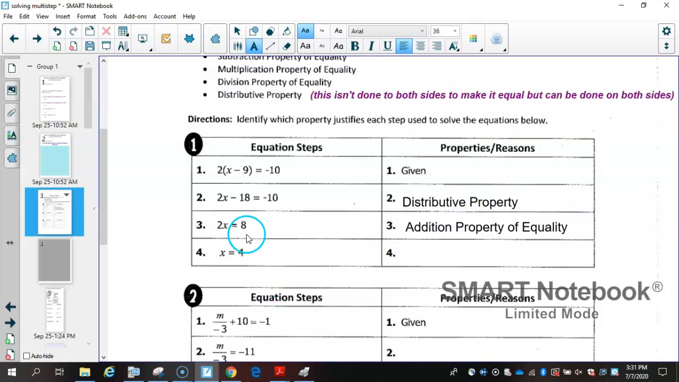Alright, and then in this last step, you should be able to tell what happened from here to here. If you said they divided on both sides, you are correct. So they used the division property of equality to get from step 3 to step 4.